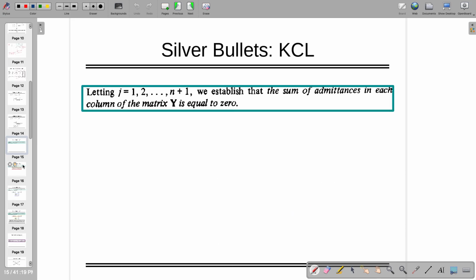Okay. So by looking at this, we can say that for j equal to 1 to n plus 1, we can establish that the sum of admittances in each column of the matrix will be equal to 0. This follows KCL, because the current coming inside and the current going outside, you make it plus and minus, and all will be equal to 0, right? That is the KCL. The same thing is written here, but in a different language, right?